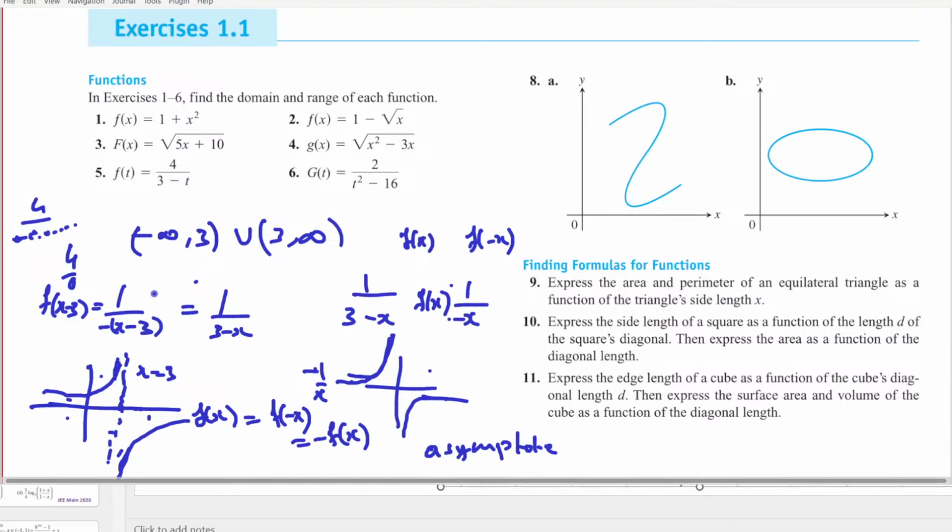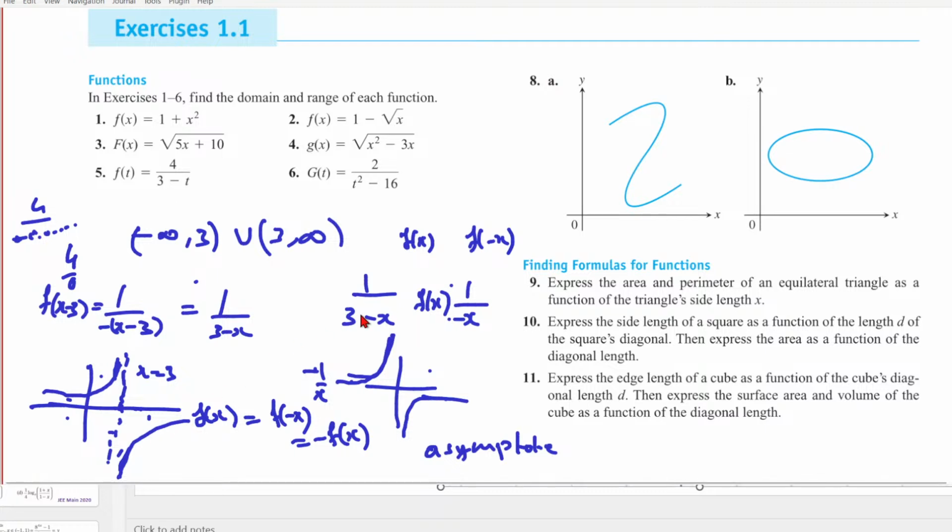Understood, no? At x equal to 3, what is the value? Tell me. At x equal to 2.9, there is a defined value, 4 by 0.1, right? At x equal to 2.99 also there is some value, but at x equal to 3 there is no value, no? Yes, there's no value. So that's why it is not defined at x equal to 3.